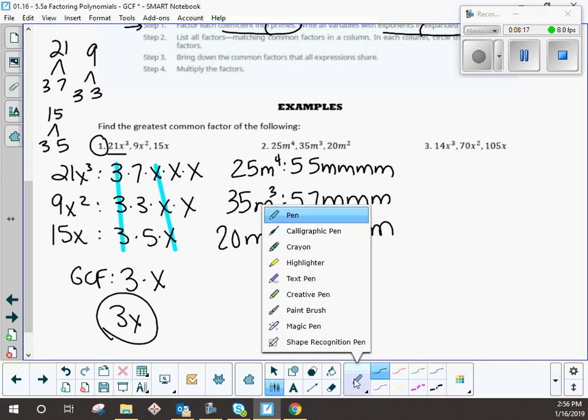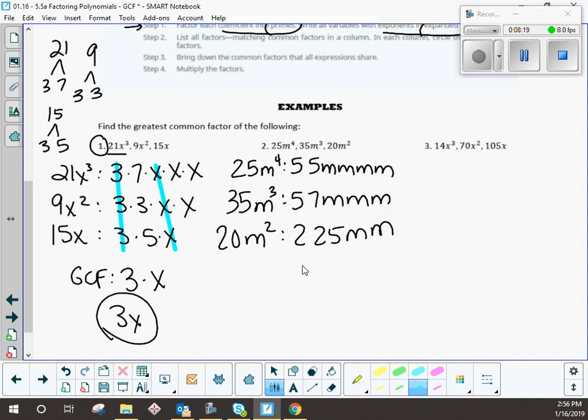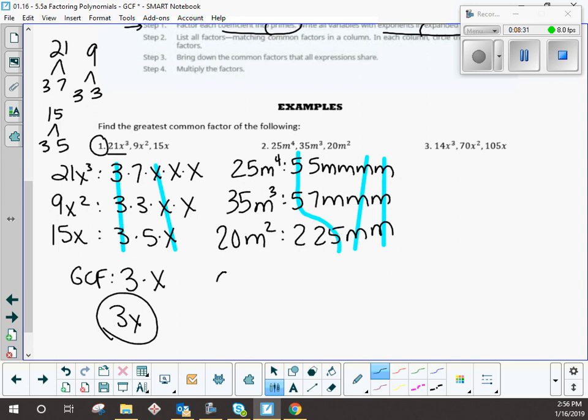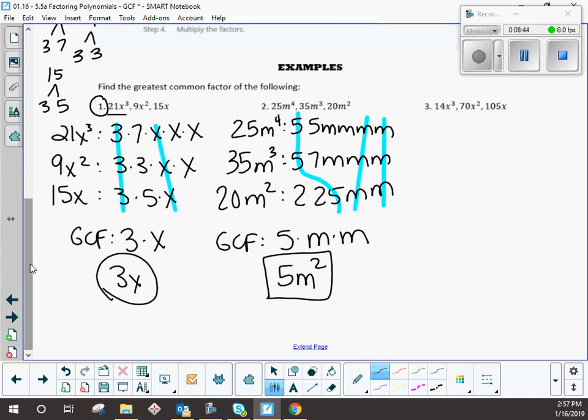Okay, so then, having said that, let's find what they have in common. What numbers do they have in common? They have a 5. And how many m's do they have in common? All right, so when we write our answer, we write down that they have one 5, and then an m and an m. And that means 5m squared. Okay. And you try number 3.